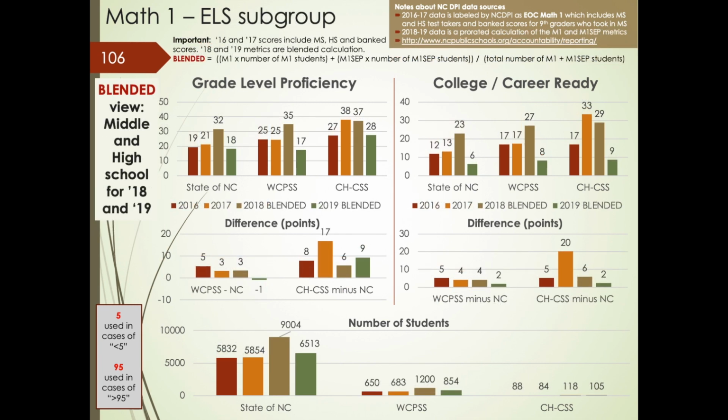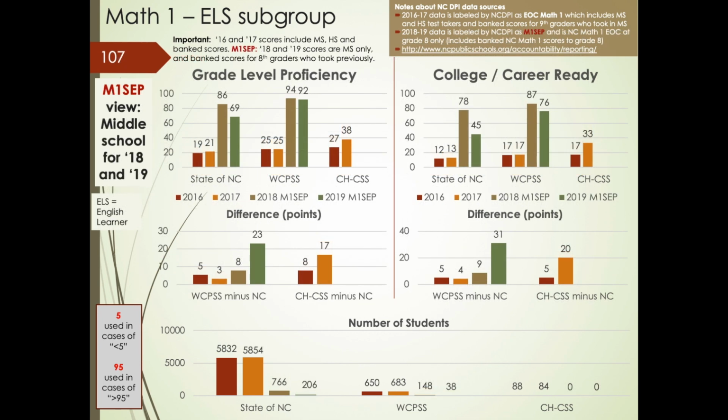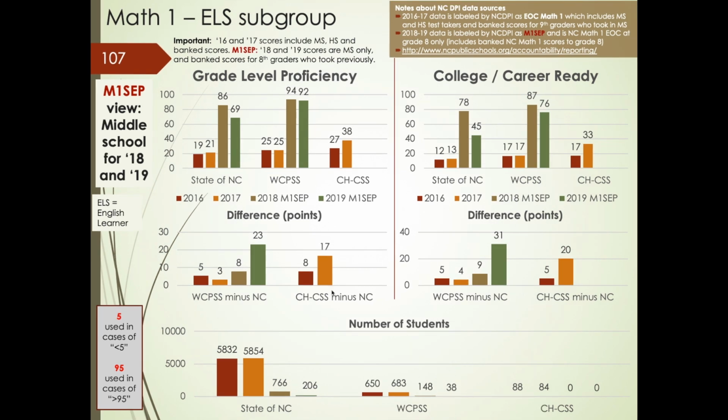This is the English language learners blended. And then here we have M1 SEP for English language learners. I would consider this an outlier. You see the numbers, even for the state, it was only 206 students, of which 38 are in Wake County. So these 38 students outperformed these 206 students by 23 points. So that's really what this is telling us. It's really not statistically significant because these numbers are such small samples among the larger populations.